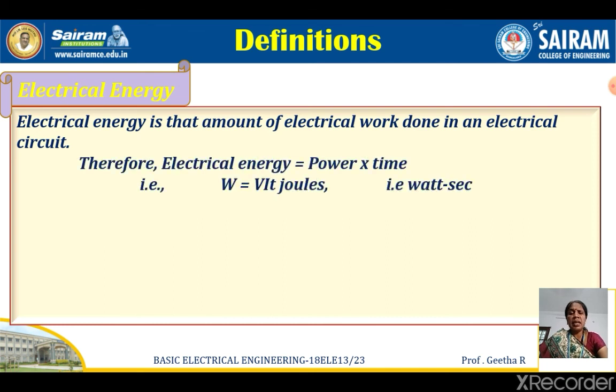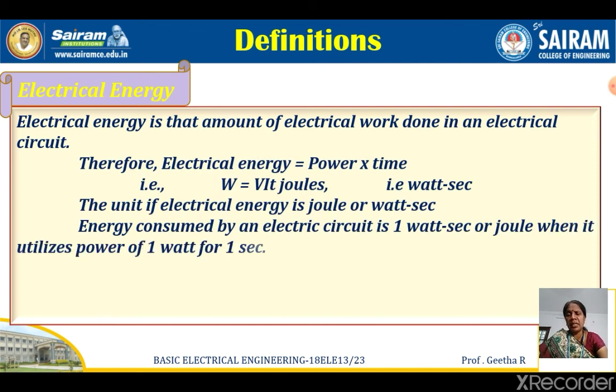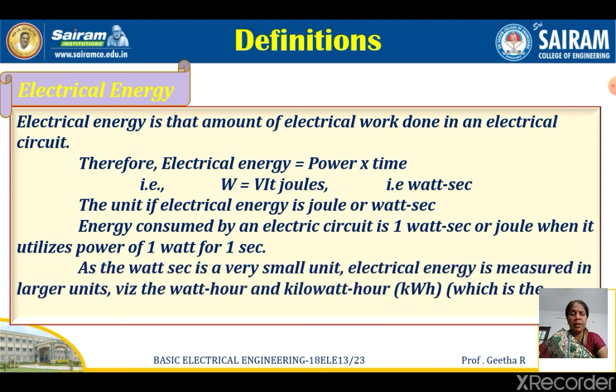Electrical energy. Electrical energy is that amount of electrical work done in an electrical circuit. Therefore, electrical energy is equal to power into time, where W is equal to VIT joules, that is watt second. The unit of electrical energy is joule or watt second. Energy consumed when an electric circuit utilizes power of 1 watt for 1 second is 1 watt second or joule. As the watt second is a very small unit, electrical energy is measured in larger units, that is watt hour or the kilowatt hour, which is the commercial unit of energy.